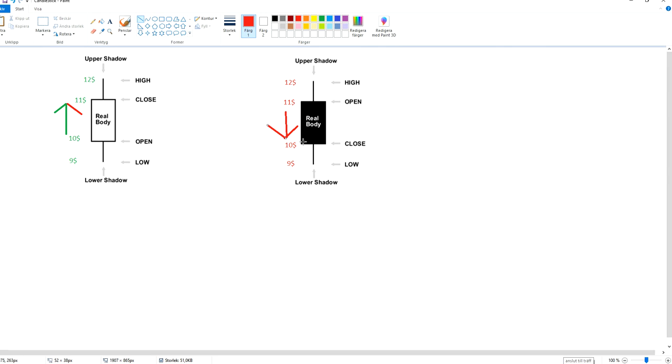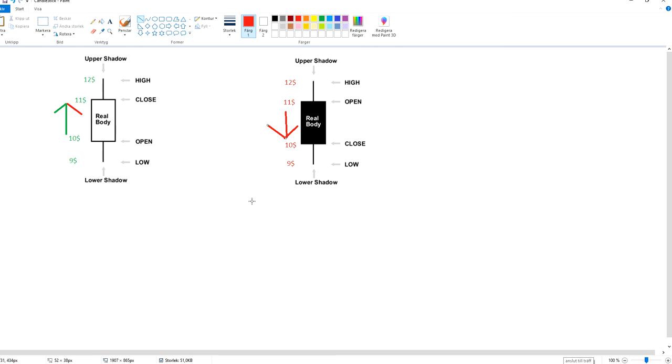And the real body is between the opening price and closing price. The upper shadow is between the opening price and the highest level the price went to. And the lower shadow is between the closing price and the lowest level it went down to.